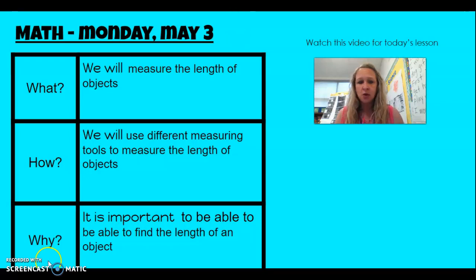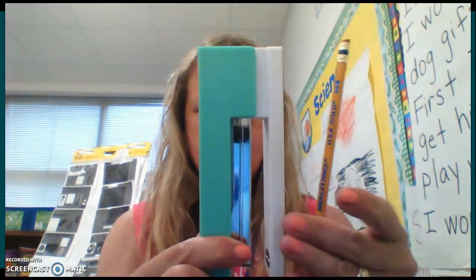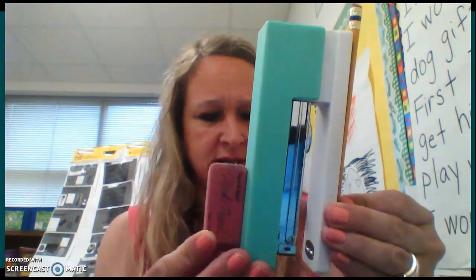All right, so here I am. I have a stapler. I have a pencil. I have an eraser. Which one of these do you think is the longest? It's kind of hard to tell holding them in my hand. Let me put them like this. Which one is the longest? That is the end of the pencil right there.